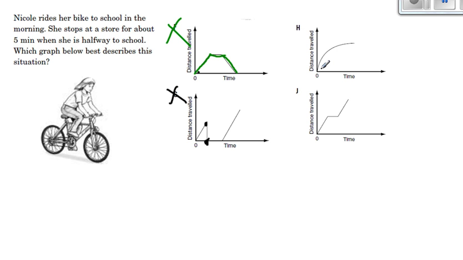In H, she starts off going really fast and then she slows down. But at no time does she actually stop, so it can't be H. At J, she travels away from home, rests somewhere, and then continues to travel away from home, and that's the one that fits the scenario because this must be where school is, halfway is the store, and here's home. Ride your bike, stop at the store, go to school. So the answer is J.